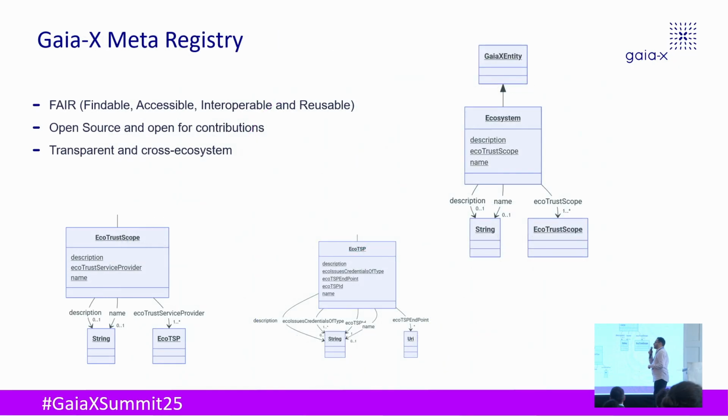And then also, very quickly, the Gaia-X meta registry, because I believe there will be more details in the next presentation. So really just now, because I mentioned this, I have to at least tell you something about that. It's based on FAIR: findable, accessible, interoperable, and reusable. And you have here a quick peek of the ontology for the meta registry. We have the ecosystem, which has one or more ecosystem trust scopes, which itself has one or more trust service providers. And then each ecosystem trust provider also has its own attributes.